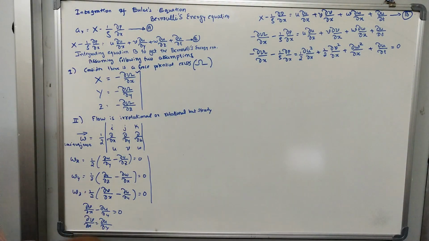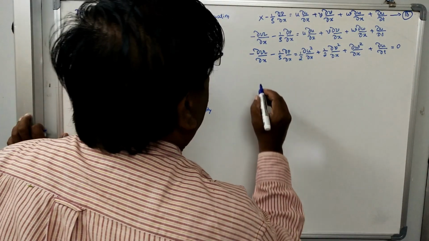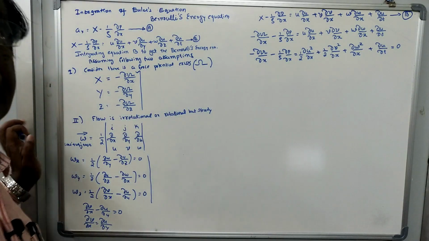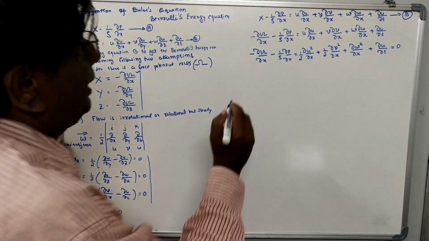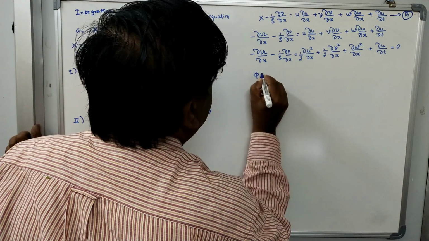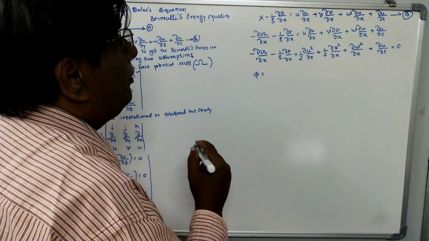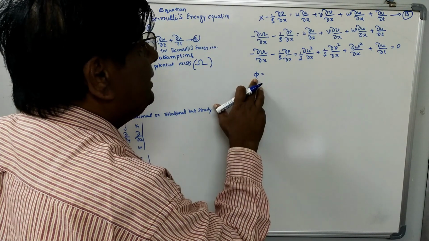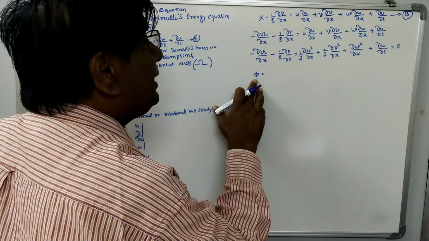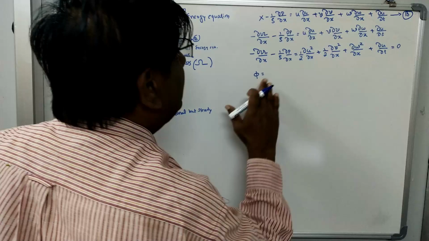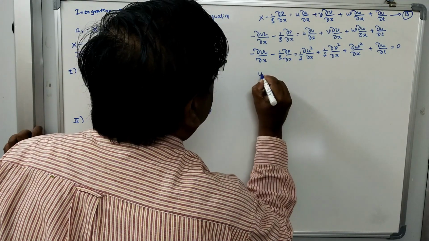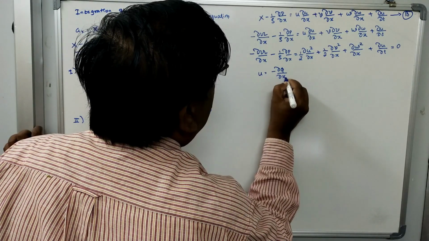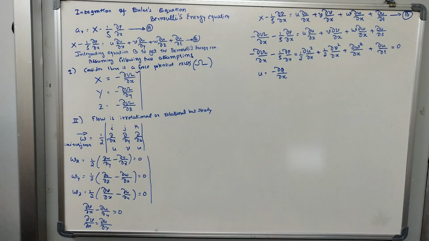We also know the velocity potential function. What is the velocity potential function? The velocity potential function, that is phi, is defined such that its negative derivative with respect to any direction gives you the velocity component in that direction. So u is equal to minus ∂phi/∂x.